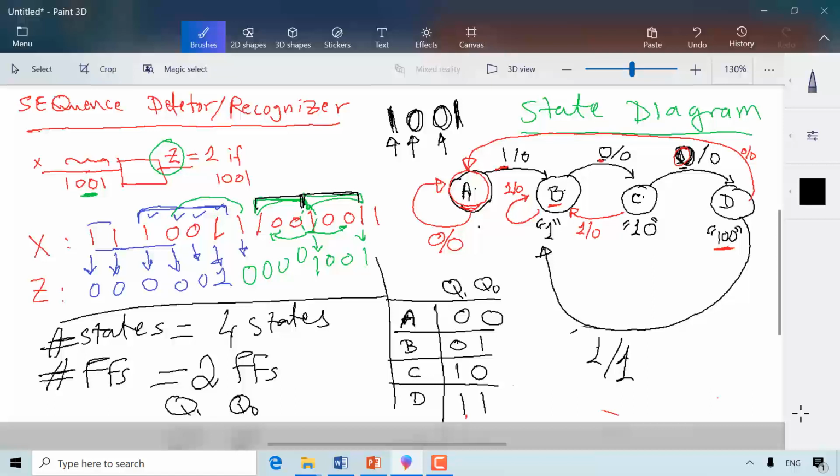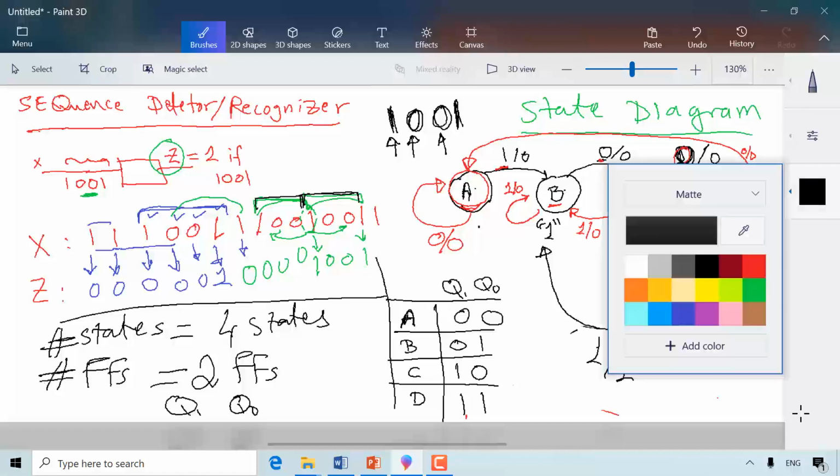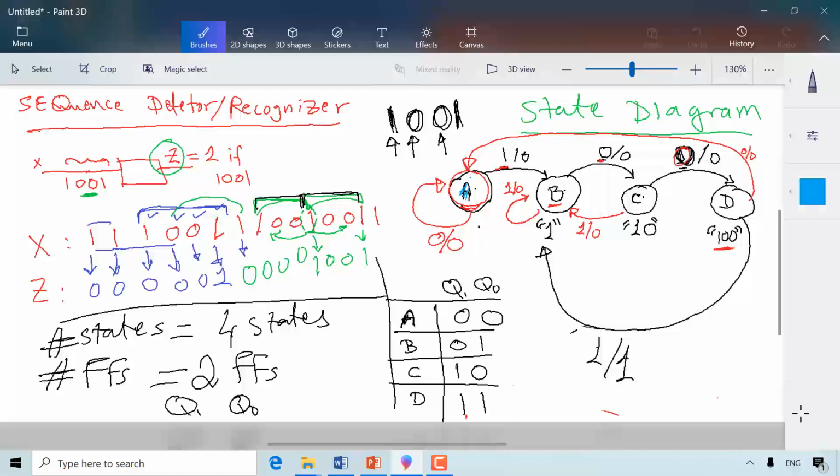So now we go back to these states and we scratch those. For A, we will write 0, 0. Scratch B here and we'll write 0, 1. Scratch C here and we'll write 1, 0. And scratch D here and we'll write 1, 1. Remember, I'm using this state assignment that I'm assuming now to continue solving my problem.